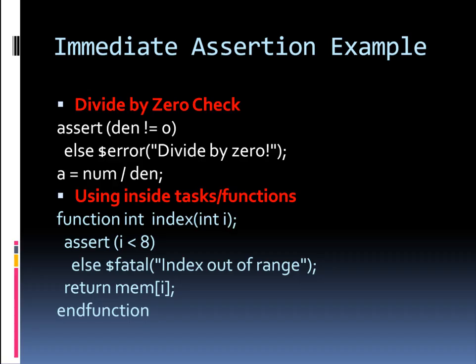Now let's see one more example, using immediate assertions inside tasks and functions. Inside this function, we have given an assert with expression i less than 8. Else, the action will be $fatal, index out of range, and end function. It checks the validity of function inputs.